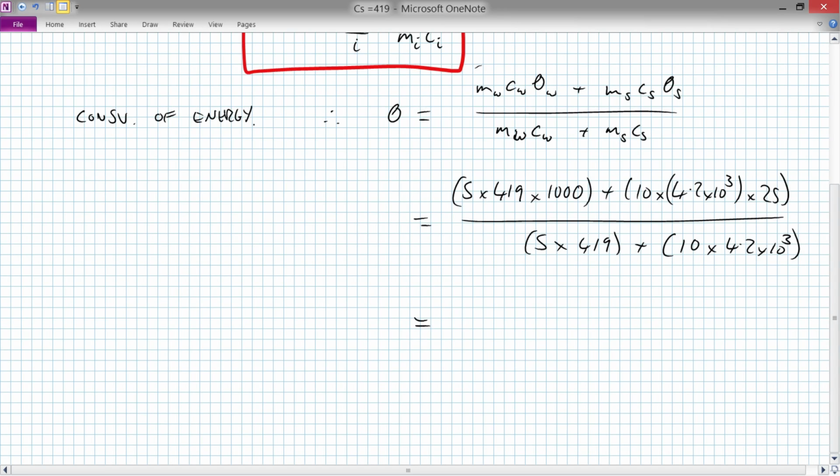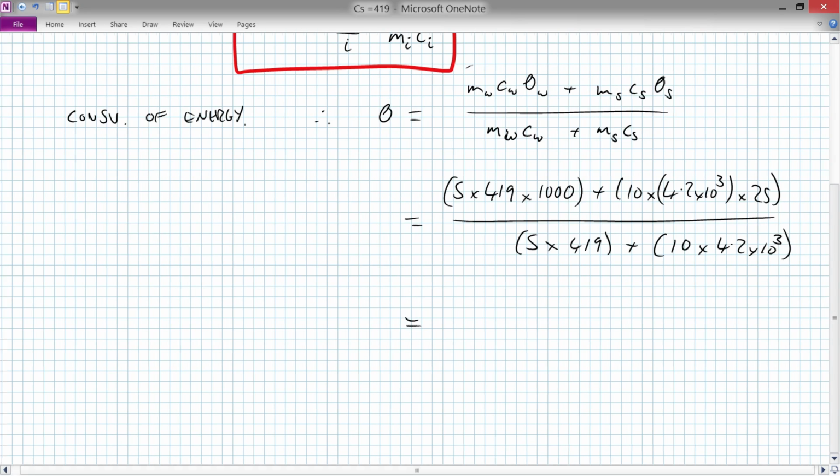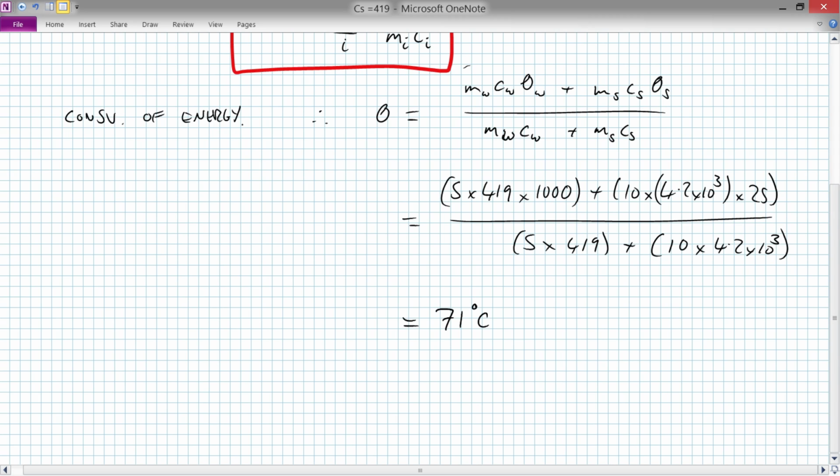And what we can do is plug this into your calculator, and if you do this correctly, you should get an answer. So let's actually do it. 5 times 419 times 1000, I'm going to add that to 10 times 4.2 times 10 to the 3 in brackets, remember, times the initial temperature 25. I'm going to divide all that by 5 multiplied by the specific heat 419 for steel plus 10 kilograms multiplied by the specific heat for water. Remember, put that in brackets as well. And putting all that in, you should arrive at the answer roughly 71 degrees C.